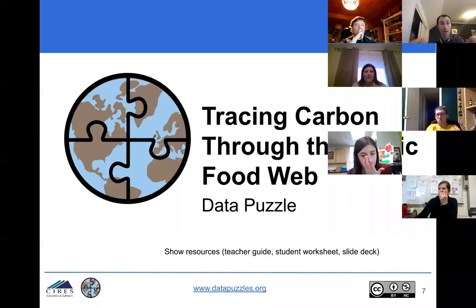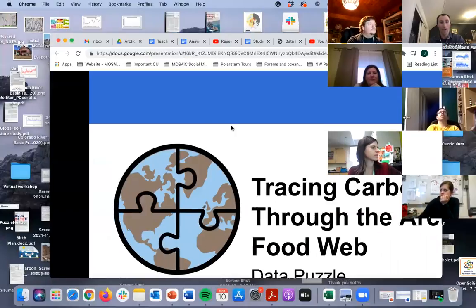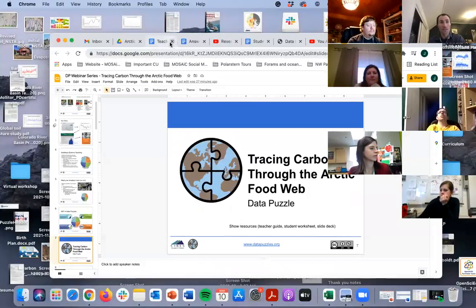Tonight, we're going to focus on this tracing carbon through the Arctic food web data puzzle. This is a data set that I've extracted from a larger unit that I've written. It's called the Changing Arctic Ecosystem. I'll put a little plug in for that, and I'm running a PD on that this summer that you get a credit for if you attend. But it's a little bit of a work in progress right now, but this was a data set I was really excited about from the unit, and so I wanted to pull it out and put it into a data puzzle.